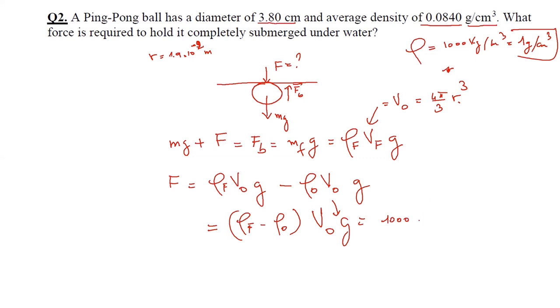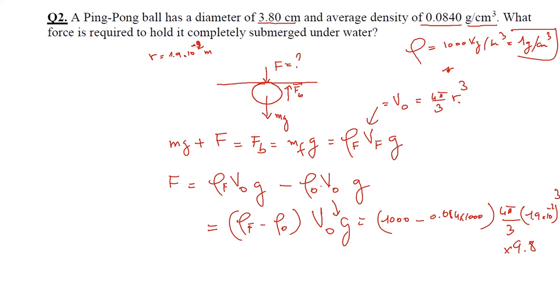So it will be 0.084 multiplied by 1,000, of course. What is the volume of the ping pong ball? 4 pi divided by 3 times the radius, of course, the radius you put in meters. So 1.9 times 10 to the power minus 2, cubed. And then you multiply by 9.8. And this will give you the force that you need to keep the ping pong ball completely submerged.